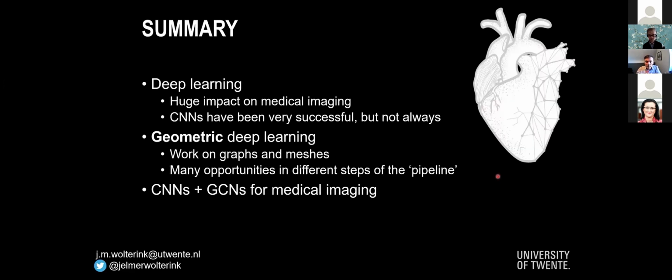So to summarize, deep learning has had a huge impact on medical imaging over the past few years. CNNs have been very successful, but are not necessarily the go-to solution for each problem. We may have to look towards geometric deep learning and particularly methods working on graphs and meshes, which have many opportunities in different steps of the pipeline. And one thing that I think is very promising is to combine the CNN for the image analysis side and extracting the useful representation from the images, and then the graph convolutional networks to give us the meshes or the graphs that we're interested in. And that concludes my talk, and I'm happy to take any questions.